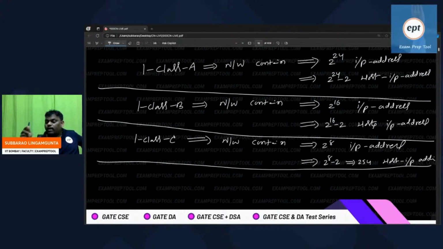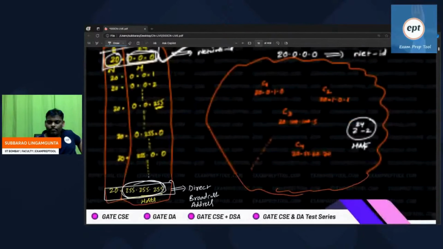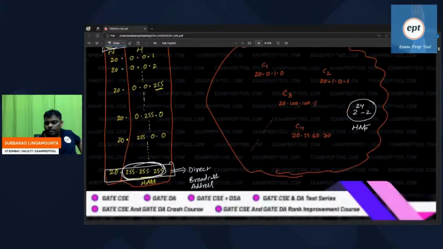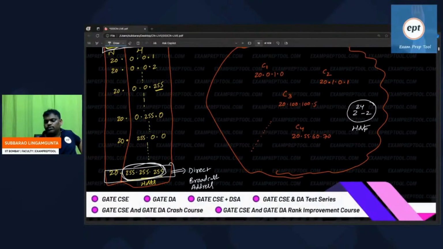One class A network contains how many IP addresses? 2 power 24. How many host IP addresses? 2 power 24 minus 2, because all zeros is special purpose and all ones is also special purpose. The first one is the network ID. The last one is also special purpose. We will see it afterwards. I didn't use it till now, I will use it afterwards.